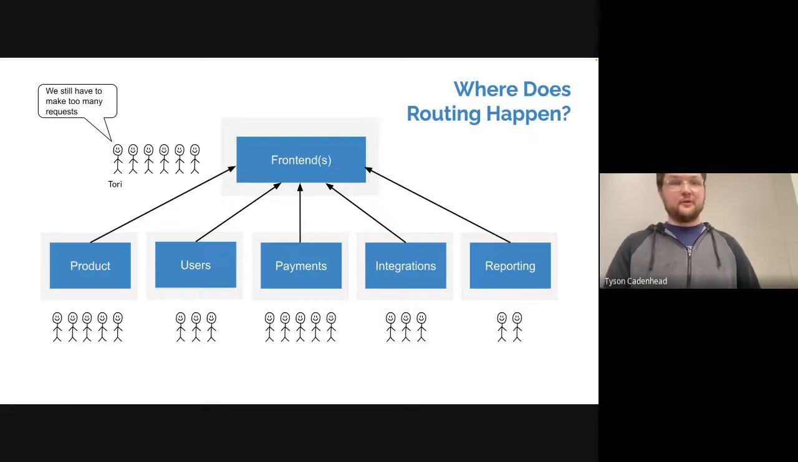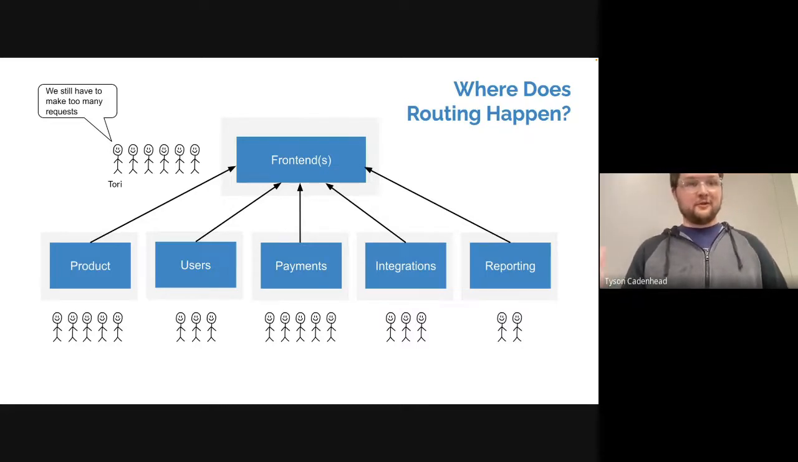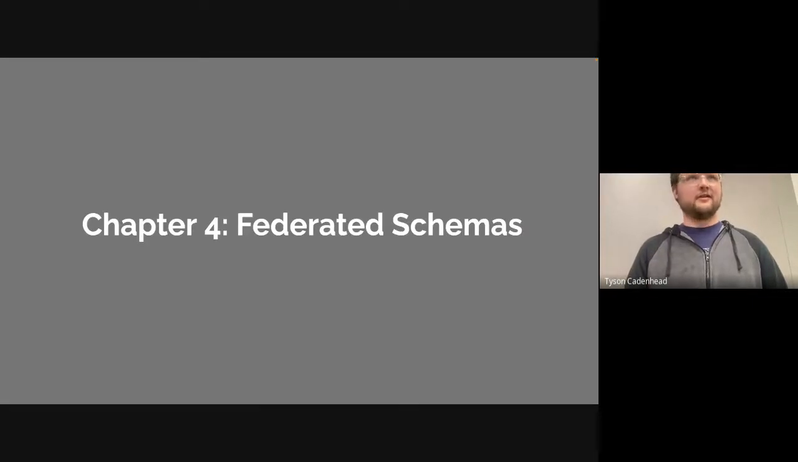But then we get to the problem. So Tori says, we still have to make too many requests. And the reason for that is that if you want to get products, users, and payments on the same page, you actually have to request all 3 of those APIs. So they're still all split up. So what is the answer to that? The answer is federated schemas.